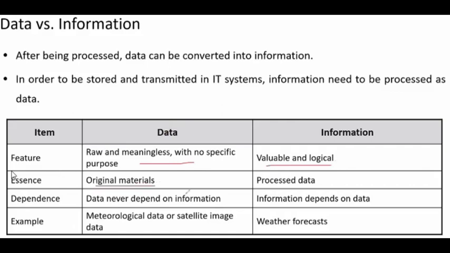Essence: your original materials are data, and information is your processed data. Dependence: data never depends on information, but information depends on data. Without data, you cannot have information, but with data, you can or cannot have information, up to you. Data by itself doesn't depend on anybody, but information depends on the data you have. Example, meteorological data or satellite image data. These by themselves don't make any sense unless you do some analyzing. If you do some analyzing, you can then predict the weather forecast. So this is basically the difference between data and information.